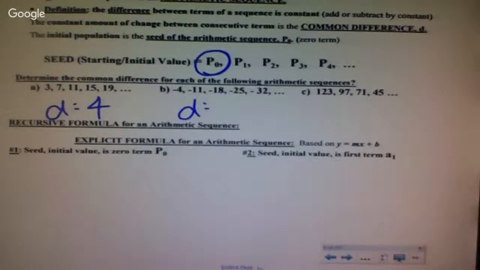What is my common difference in B? -7. And what is my common difference in C? -26.